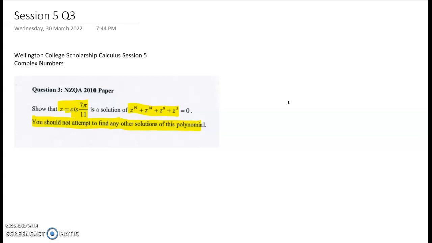So I'm going to do this two ways, and I'm going to start by just deleting that. So suppose we're just asked, not even this, suppose we're just given this polynomial and we're asked to solve it. How would we do that? And if you do that, you've answered this question. Along the way, we'll end up showing that this thing is a solution.